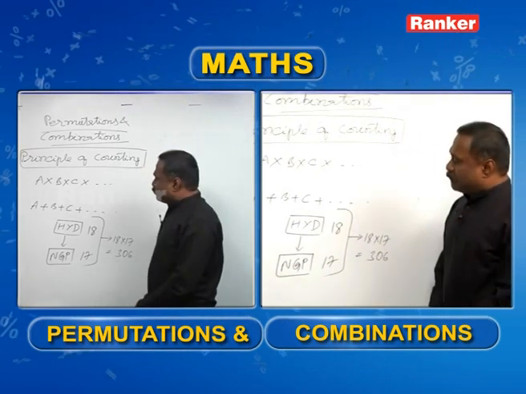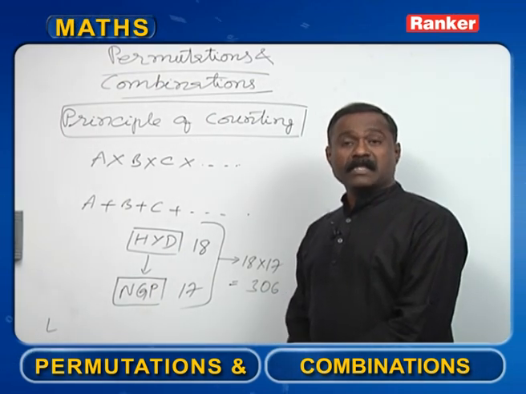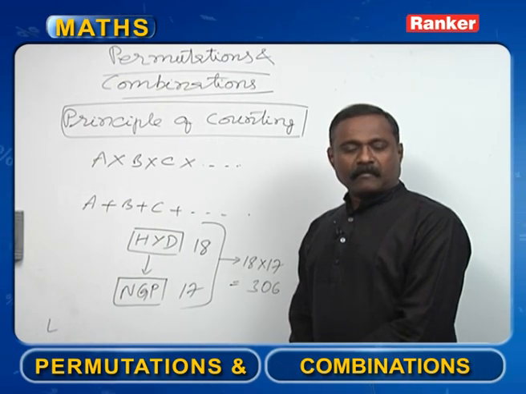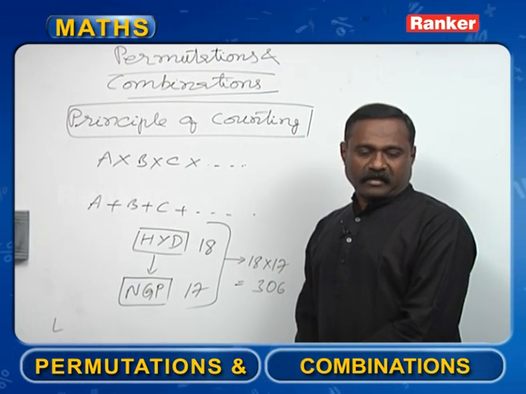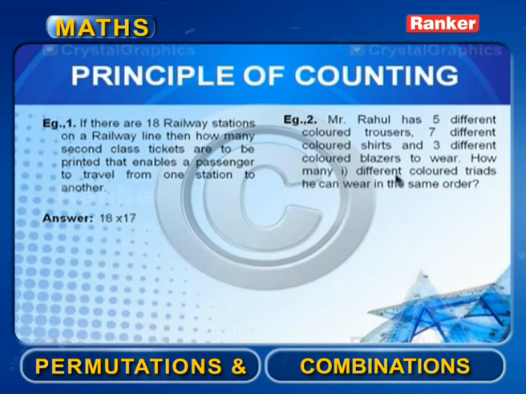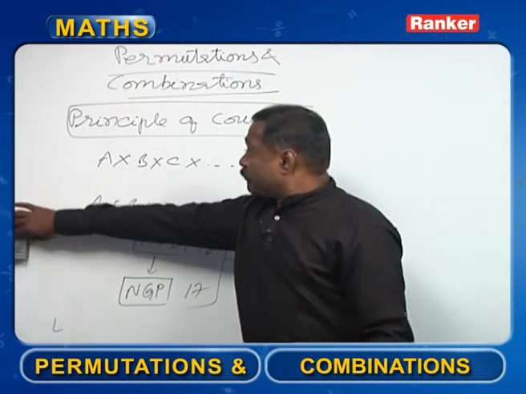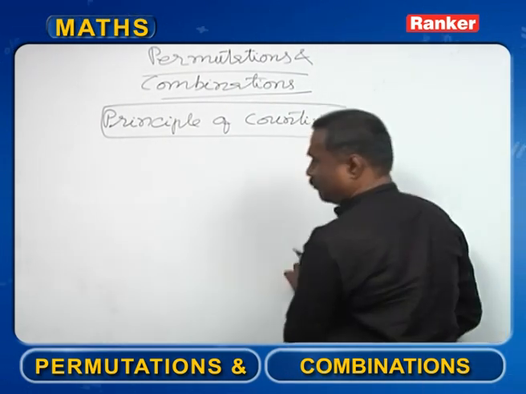Okay. Similarly, if you go to the second example, Mr. Rahul has 5 different colored trousers, 7 different colored shirts, and 3 different colored blazers to wear. How many different colored triads can he wear in the same order? So what does it mean? Please go to the problem once carefully.